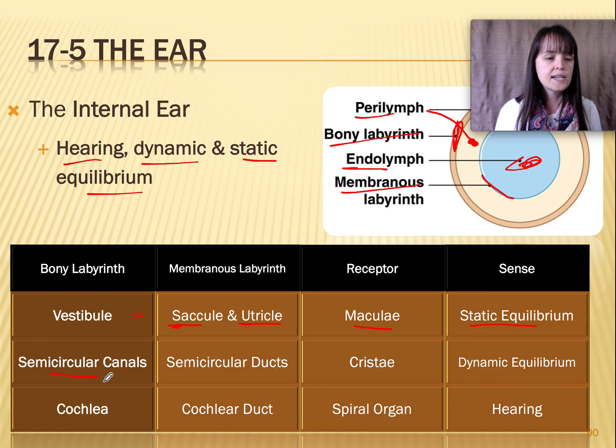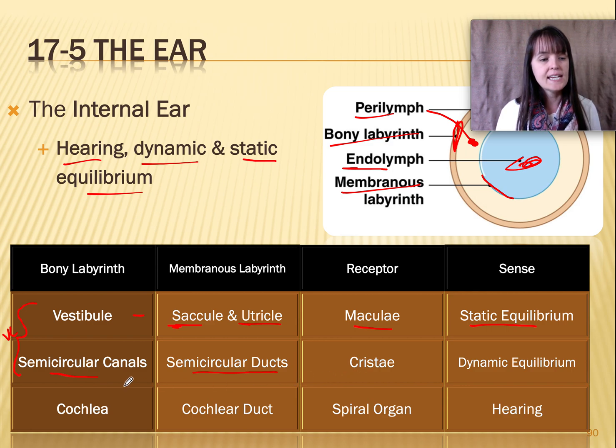The semicircular canals are also part of the vestibular complex. Vestibule and the semicircular canals are the VC, vestibular complex. And the membranous labyrinth inside the semicircular canals are the semicircular ducts. I just want to be clear here that semicircular duct is a lecture term and it is not on your lab list. As such, semicircular duct is a wrong answer on the lab test.